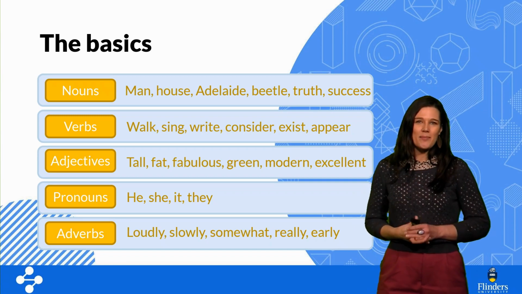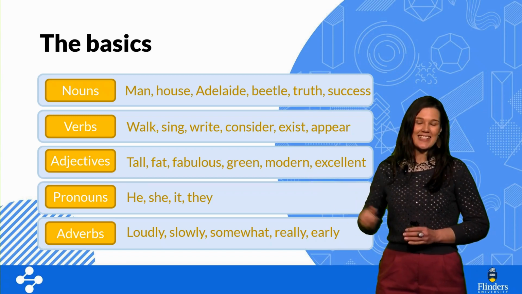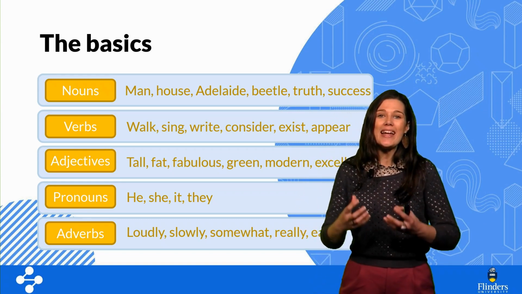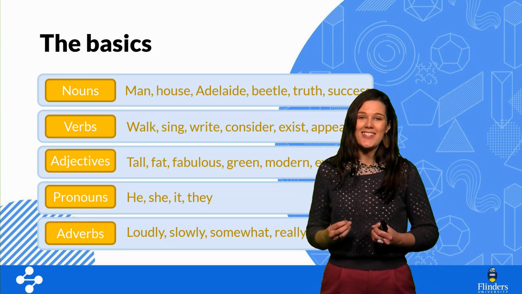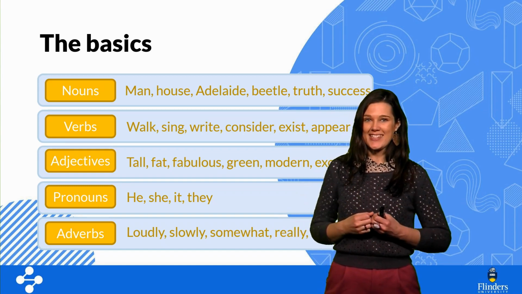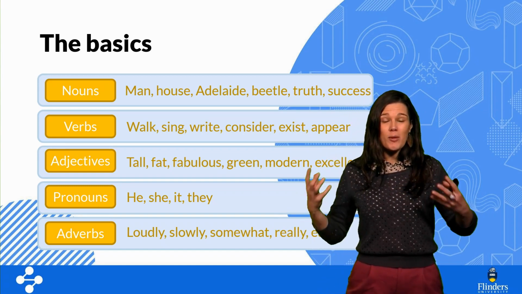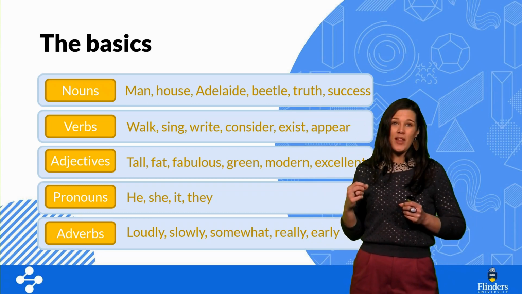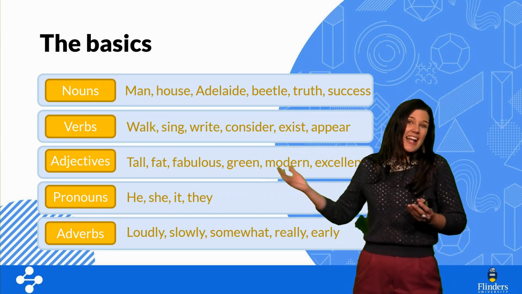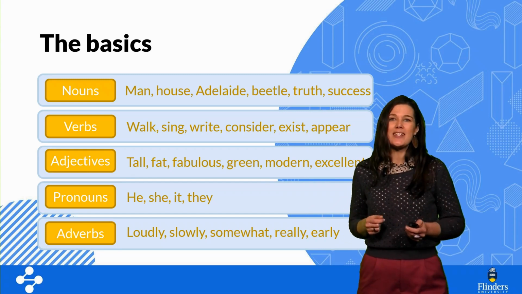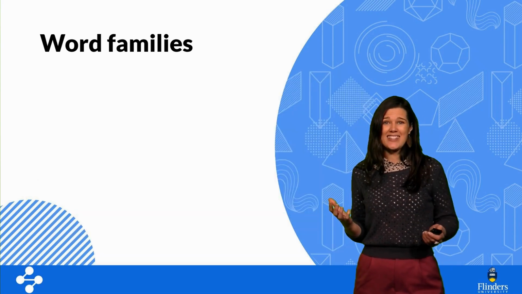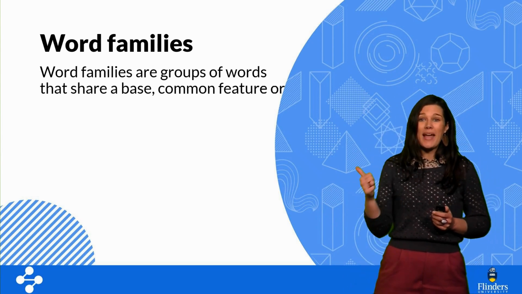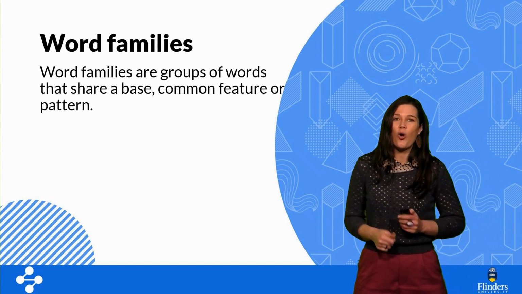Now, the reason why it's really important to know these basics is because if we know our word types, this can help us understand the way that different kinds of words can be used in different contexts. And it can help us understand when we might need to use one form of a word in its noun form, or maybe in its adjective form, because this brings us to word families. Now, word families are groups of words that share a base, a common feature, or a pattern.